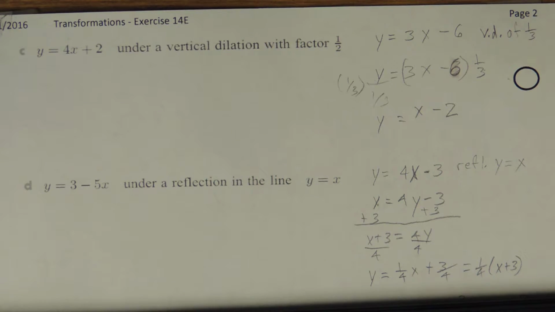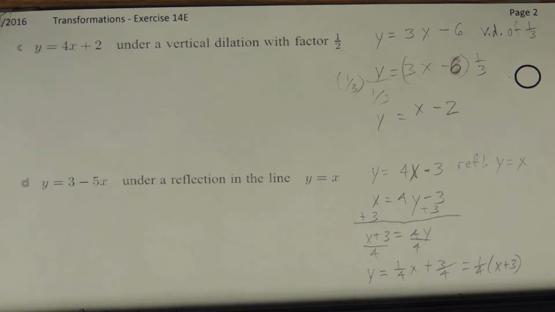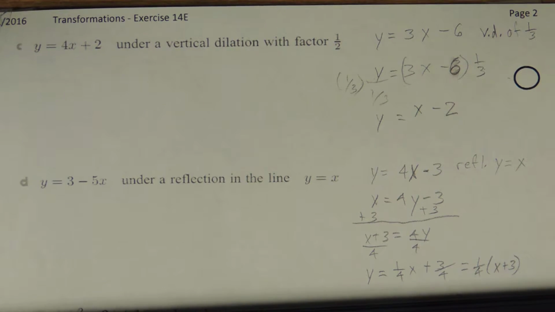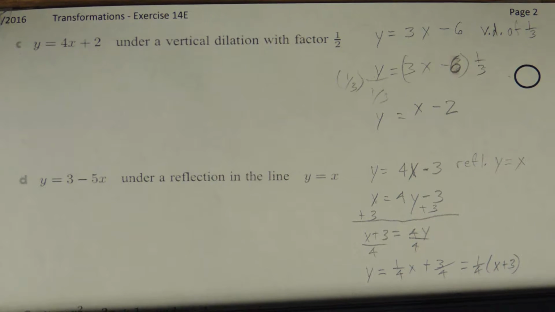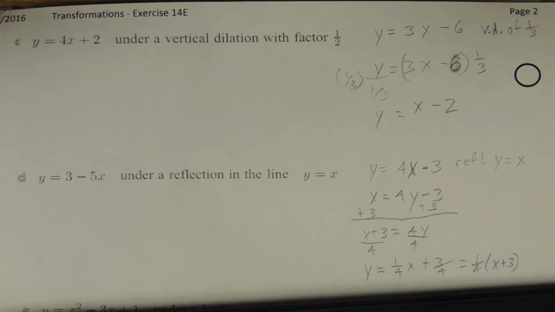So I'm going to say parentheses x plus 3 divided by 4, since I don't want to multiply by 1/4.